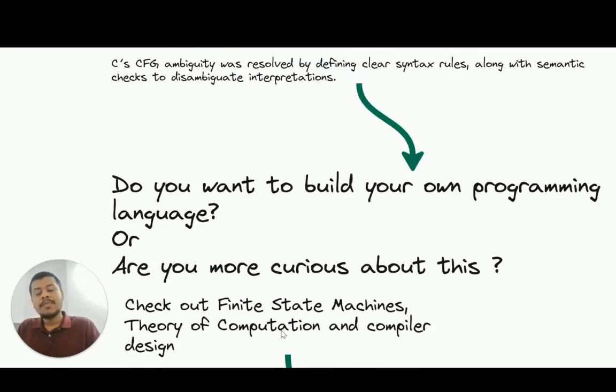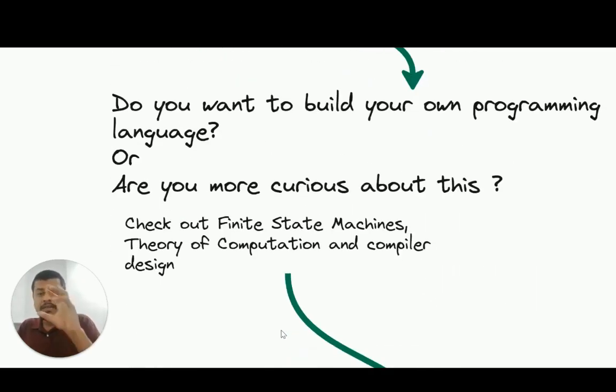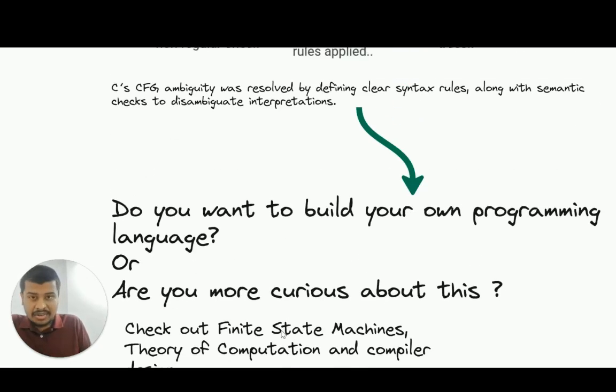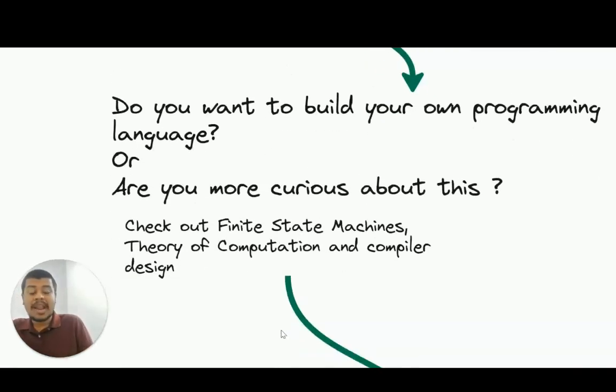But before going to that, let me give you a glimpse of what you can do if you really want to build your own programming language. If you're really interested in this topic, and if you want to build your own programming language and your own compiler, look out for the chapters in computer science known as finite state machines, theory of computation, compiler design, or even automata. All of these chapters in computer science are very important for you to develop your own programming language. They become the fundamental concepts for building your own programming language or your own compiler, right?